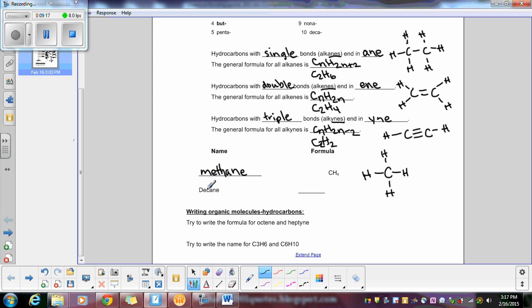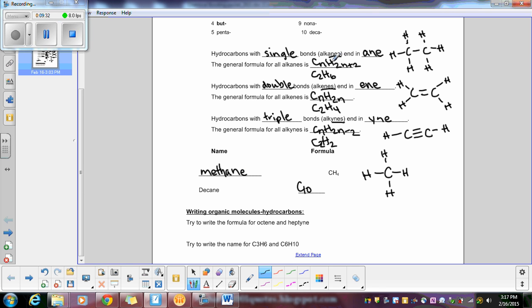If I do another one over here, I'm going to look at decane. Dec tells me 10. That's my prefix for 10. So I know that C10 is going to be where I'm starting. And then ANE tells me I have a single bond. So I have to look back up here.